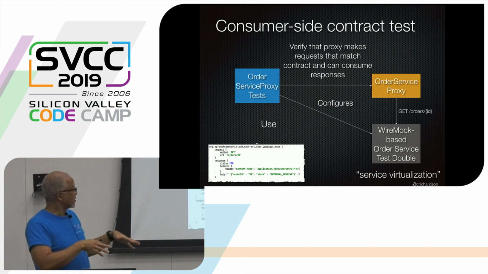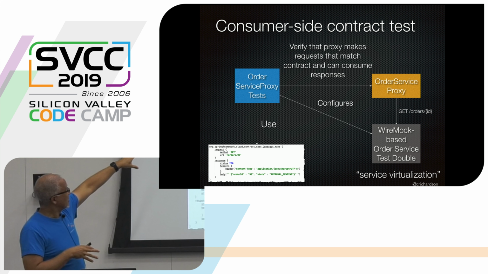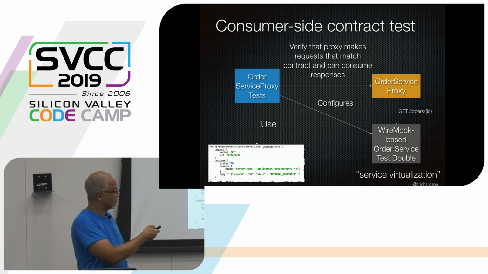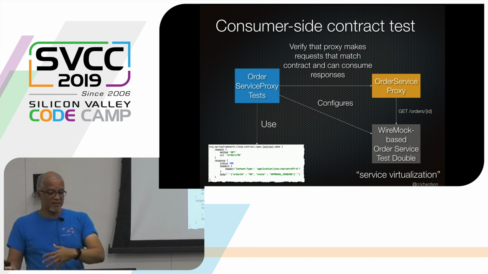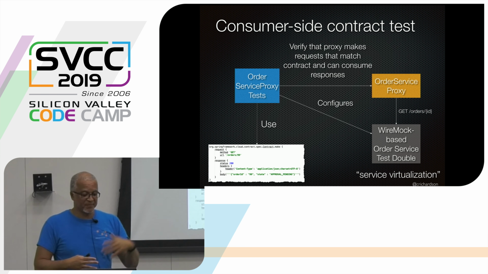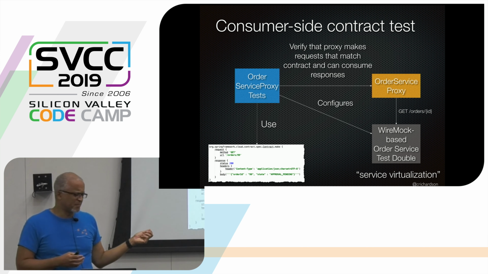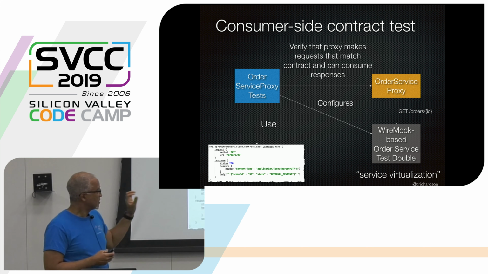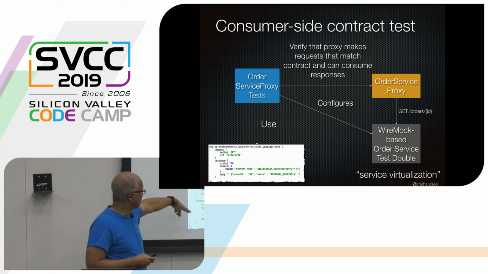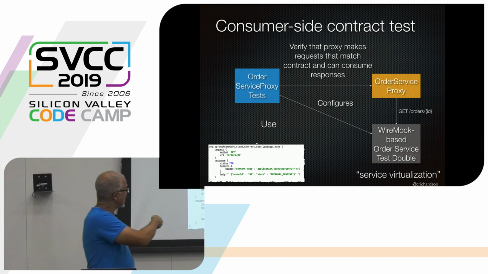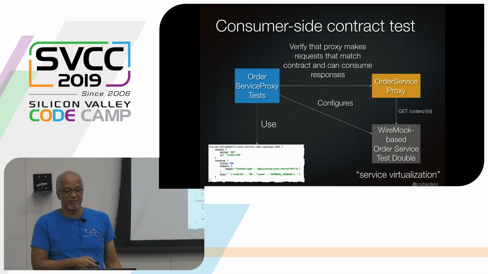The first use of them is to test the client code, the order service proxy. These contracts are used to configure a simulation or mock of the order service API. And I'm doing that here with WireMock. That's an open source API simulation tool. So basically, it's configured with these contracts. And so in other words, when it sees a request matching this, it will send back the corresponding response.